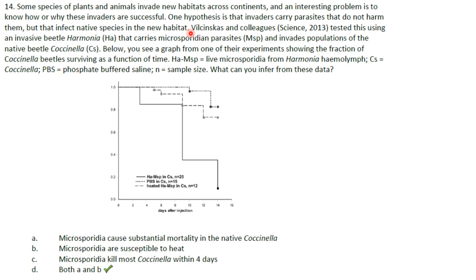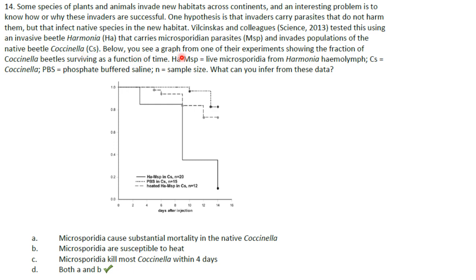So what did Wilson, Sachs and colleagues do? They tested this hypothesis using the invasive beetle Harmonia that carries microsporidian parasites, and it invades the population of native beetle Coccinella. So Harmonia is the invasive beetle and it has the parasite Microsporidium MSP, and this parasite is not harmful to Harmonia but it kills the beetle Coccinella.